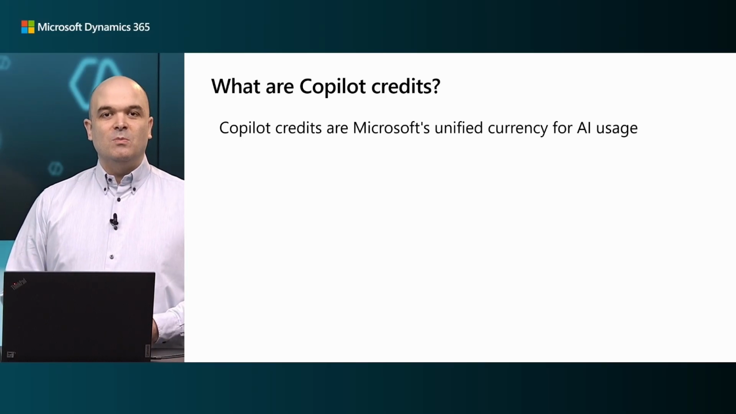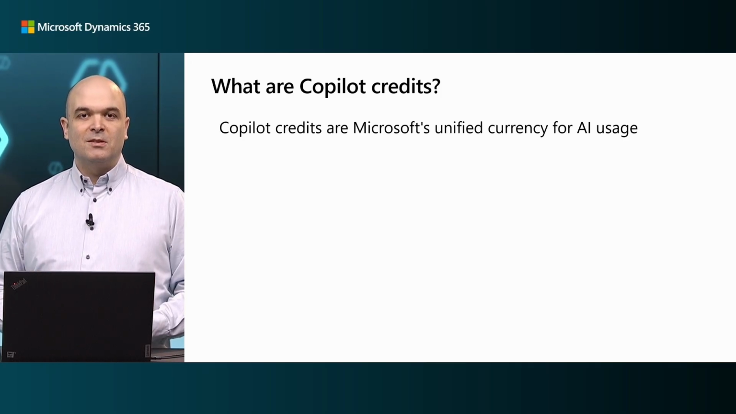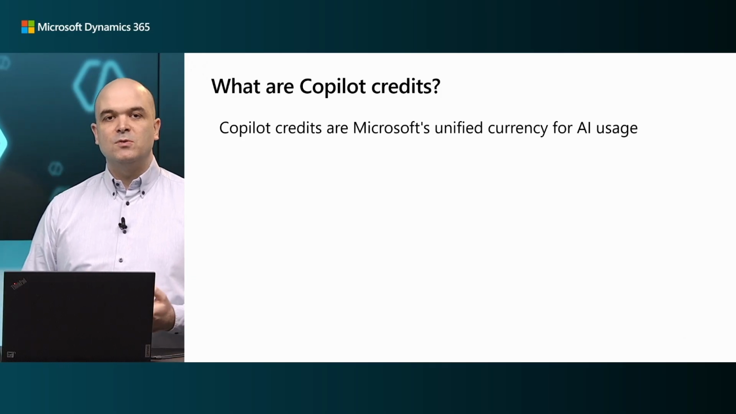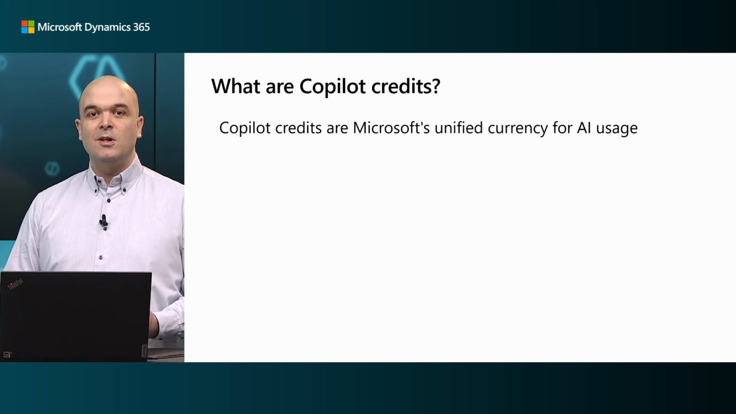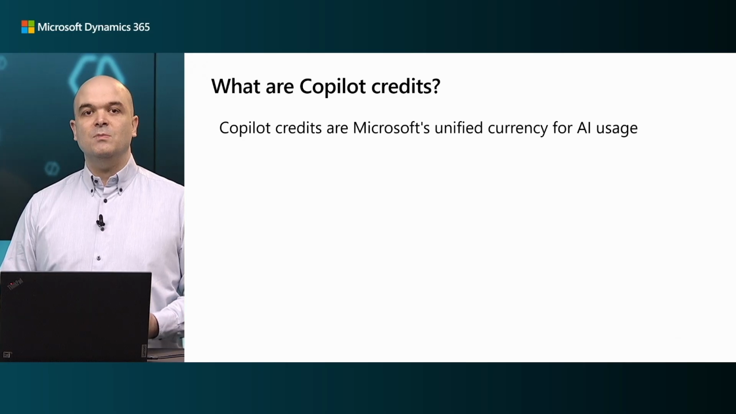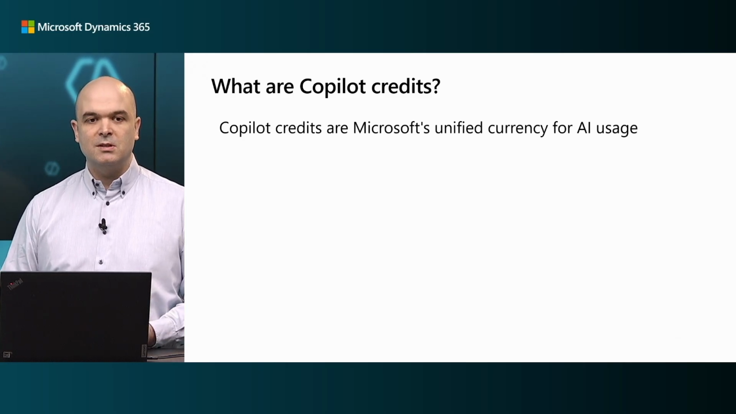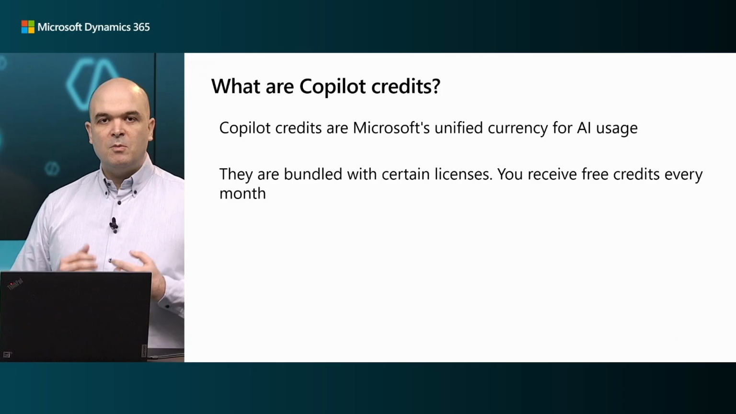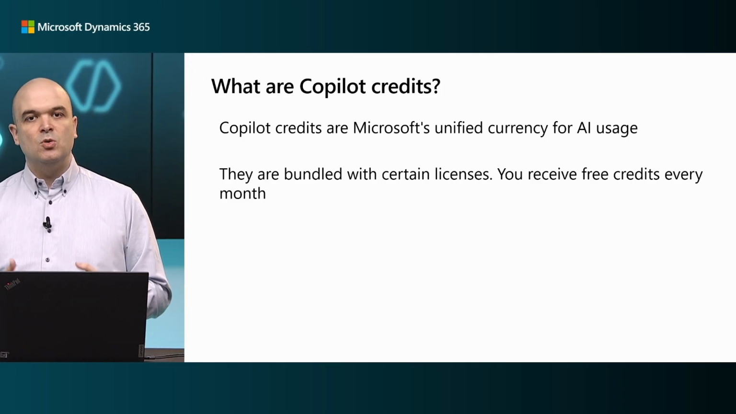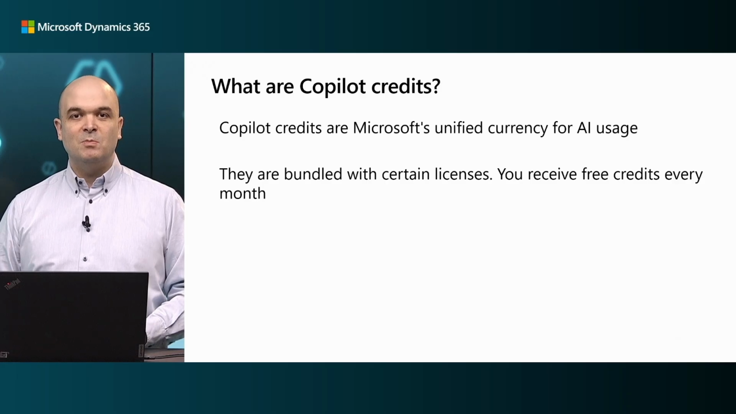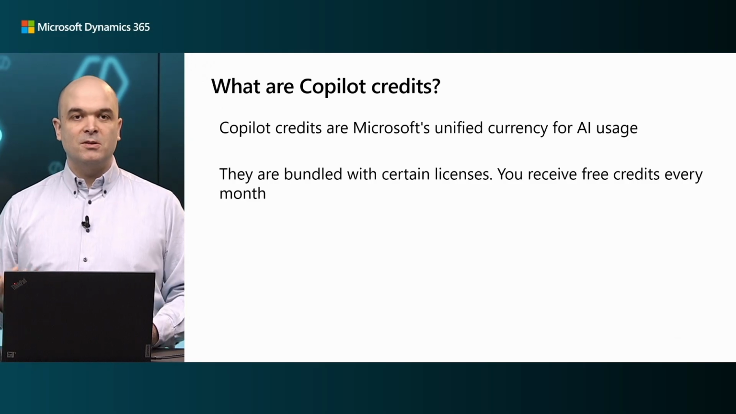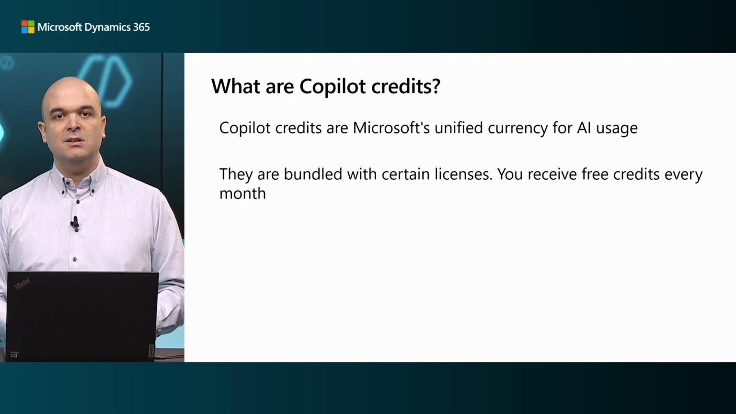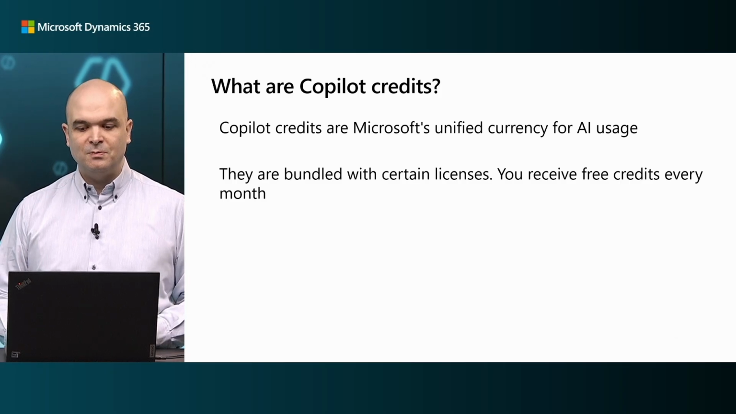Before we begin, I will briefly explain what Copilot credits are if you're not familiar with this functionality. Copilot credits are Microsoft's unified currency for AI usage. If you have used Copilot Studio or any other Microsoft functionality, you will be familiar with Copilot credits. They are bundled with certain licenses. You will receive free credits every month. And the Microsoft Business Central license is one of the licenses that will give you free Copilot credits so you can try the functionality and see if it works for your company.